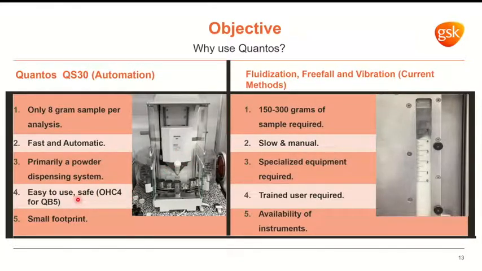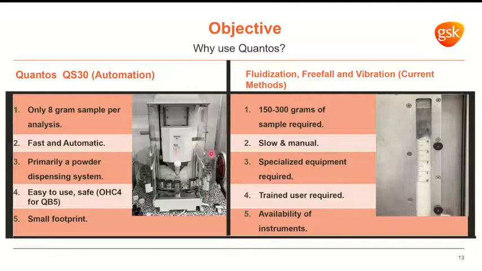Also, it's very easy to use and it is safe because the powder is trapped inside this dosing head, so you can use dangerous compounds like OHC4 and OHC, and sometimes even OHC5. Whereas with these other machines, since the powder is in direct touch with the parts of the machine, you cannot use dangerous compounds.